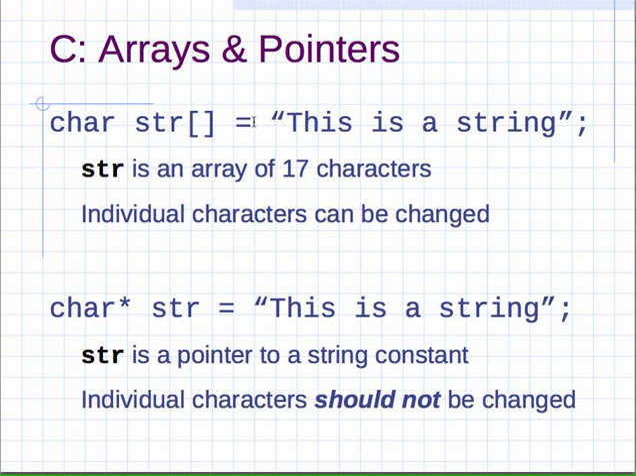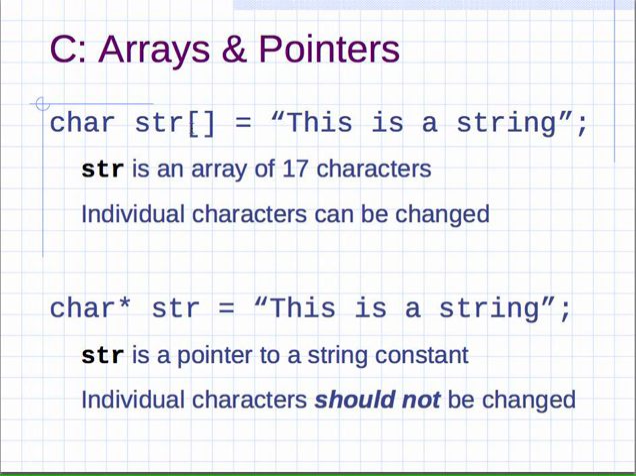And we can assign str the value of something in double quotes, a string. So we have a sequence of characters enclosed in double quotes, and this is a sequence of 17 characters. Let's see, 1, 2, 3, 4, 5, 6, 7, 8, 9, 10, 11, 12, 13, 14, 15, 16, 17, and we know that there will be an 18th character, which is a null termination.